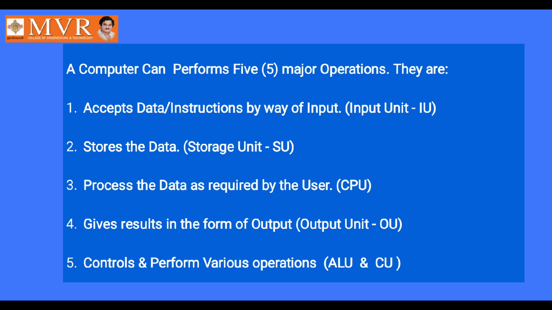Also, it performs some arithmetic and logical operations inside a computer. To do all these activities, we need a part that contains the ALU and CU, the arithmetic logical unit and the control unit, which together control all the operations and perform the arithmetic and logical operations. These are the basic 5 activities, operations or functions of a computer.